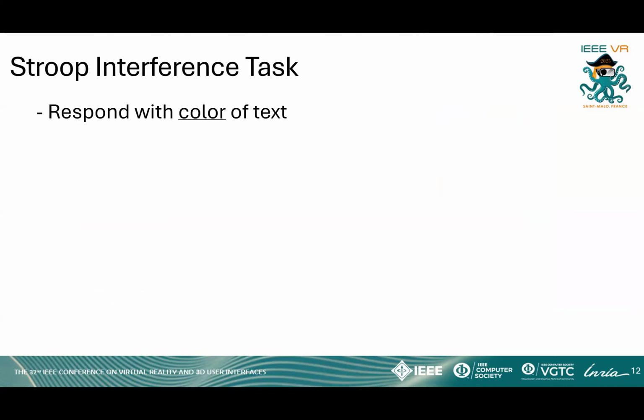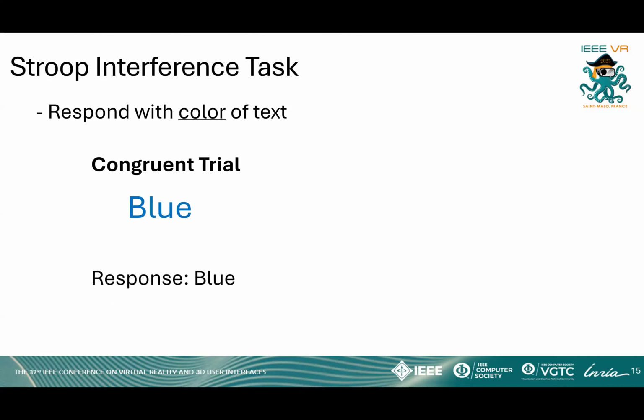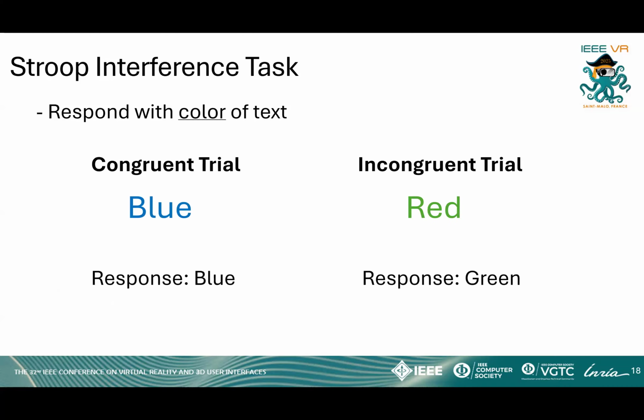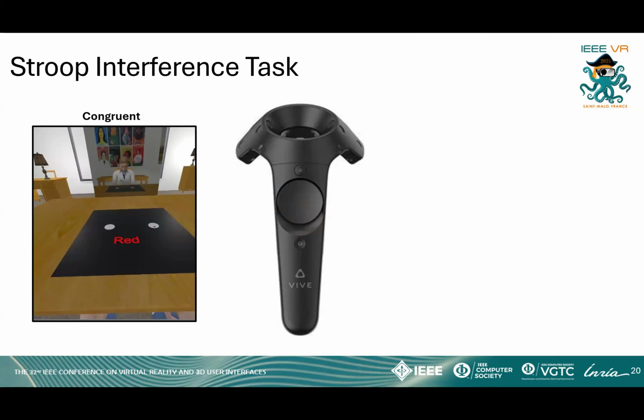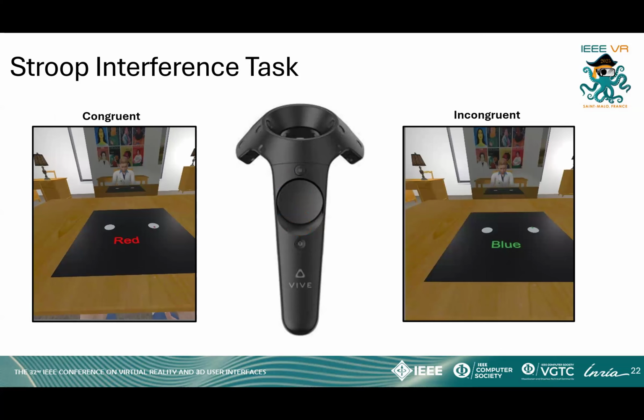So there's 2 types of trials. For example, there's a congruent trial, where the color of the text matches the text itself. So for this instance, the participant would respond blue. On the other hand, there's an incongruent trial where the text and the color do not match. So this response would be green. We implemented this into VR by using the HTC Vive hand controller, where each direction corresponded to a response. So in a congruent trial, the participant would respond red, and for the incongruent trial, the participant would respond green.